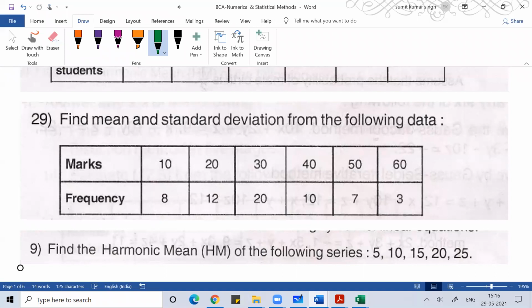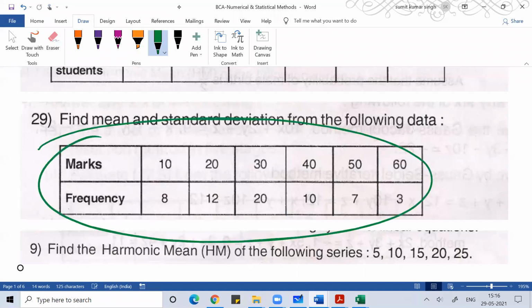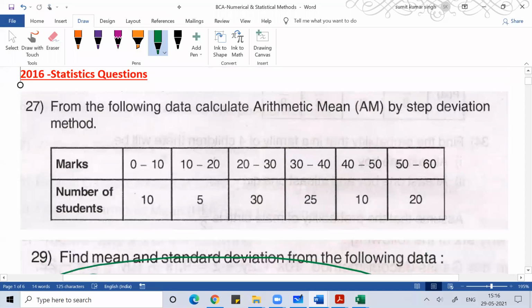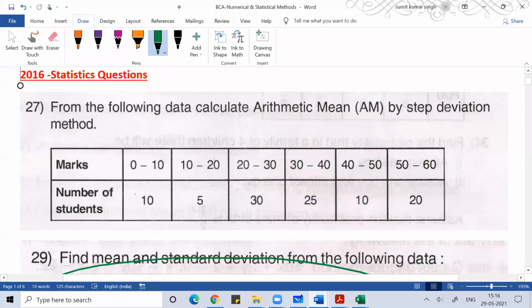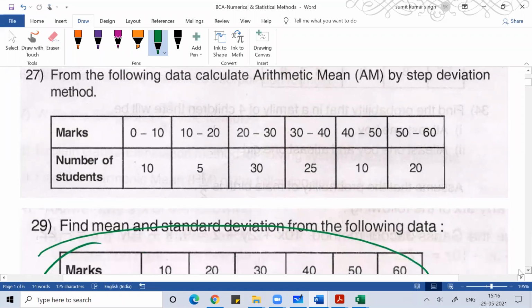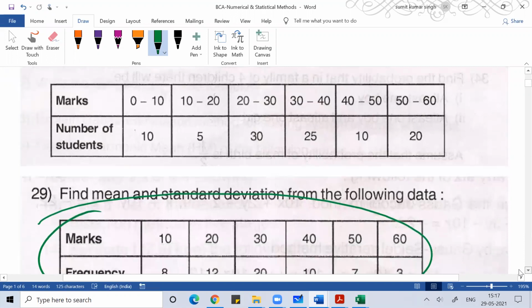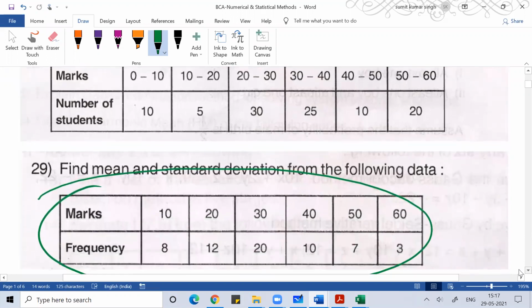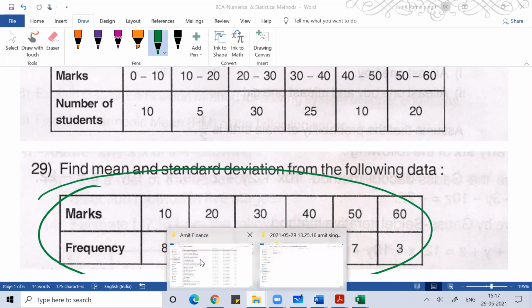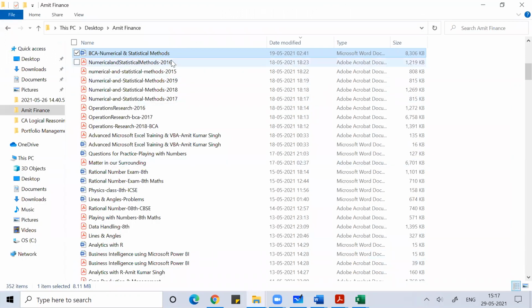So now we'll discuss this question which came in the year, which year did this come, 2016 paper, question number 29.